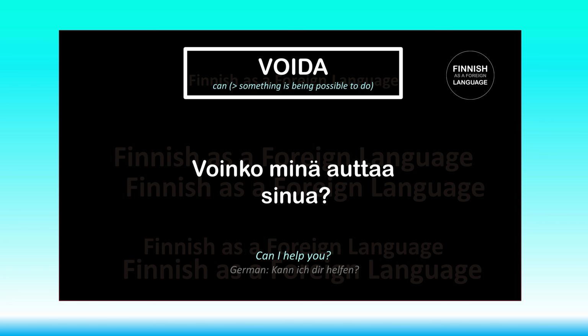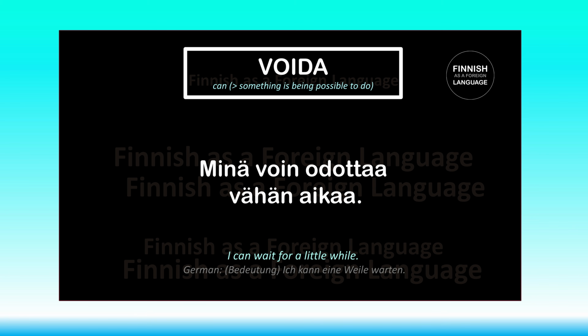Let's repeat again. Voinko minä auttaa sinua? Can I help you? Next one. Minä voin odottaa vähän aikaa means I can wait for a little while. Let's go step by step. Minä means I. Voin is the first person singular present tense of the verb voida, which means can. So minä voin means I can. Odottaa means to wait, infinitive form, and vähän aikaa can be translated as a little while.